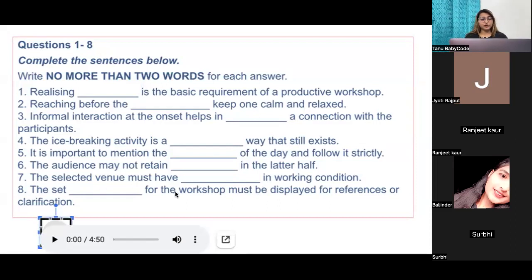The selected venue must have dash in the working condition. Selected venue में क्या होना चाहिए? Working condition में भी होना चाहिए. वो क्या चीज है? The set dash for the workshop must be displayed for references or clarification. So कौन सा set? Are you ready? Done with the reading? Shall I play the audio? Yes, ma'am. Okay. Listen to it carefully.